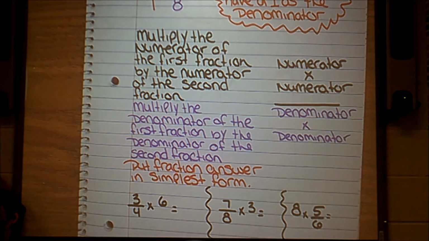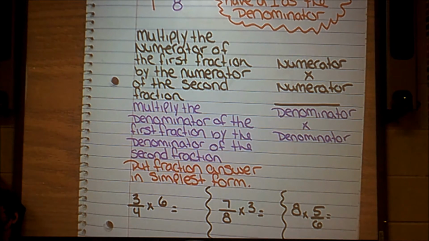Multiply the numerator of the first fraction by the numerator of the second fraction. That's going to give you your new numerator. Then you're going to multiply the denominator of the first fraction by the denominator of the second fraction, and that's going to give you your new denominator. And then finally, what I want you to do is put that new fraction in simplest form.